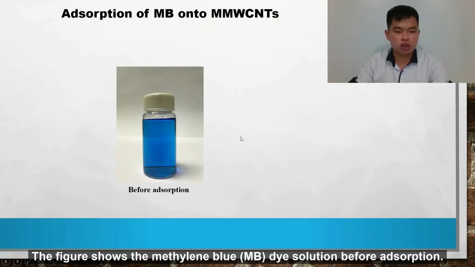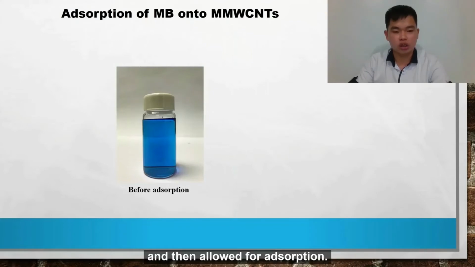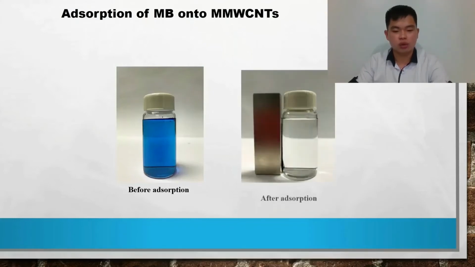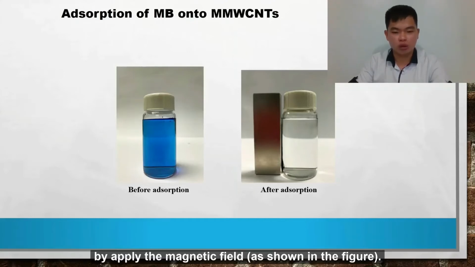The figure shows the methylene blue dye solution before adsorption. Prior to the adsorption process, the adsorbent, which is the magnetic multi-wall carbon nanotube, was added into the methylene blue dye solution and then allowed for adsorption. After the adsorption process, the methylene blue molecule-bound magnetic multi-wall carbon nanotubes were magnetically isolated from the medium by applying the magnetic field as shown in the figure.